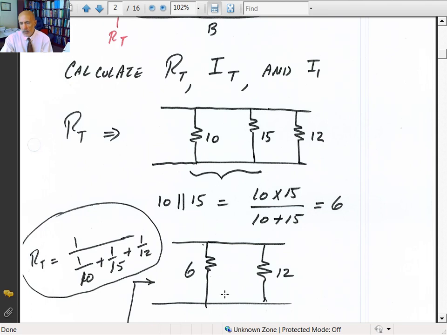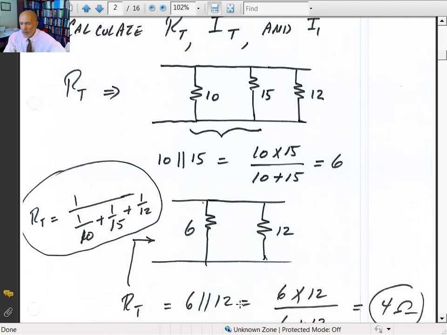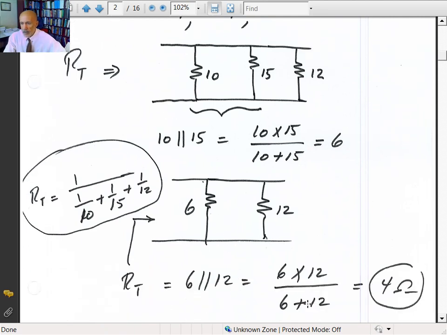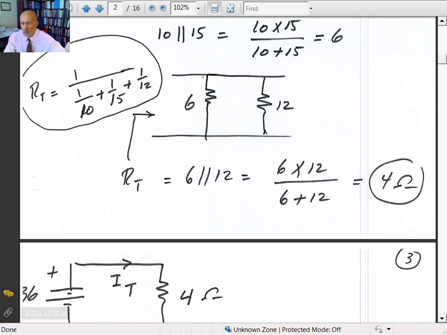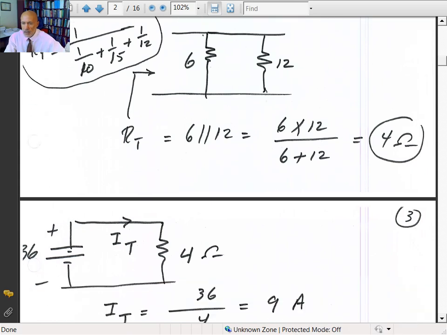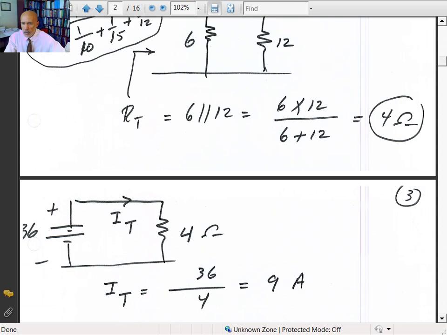Now you have 6 in parallel with 12. And to do that, you've got 6 times 12 divided by 6 plus 12, and that gives you a 4 ohm resistor. So 36 volts at this terminal is going to see only a 4 ohm resistor. So I total would be equal to 36 divided by 4, that's 9 amps. So that gives you R total and I total.